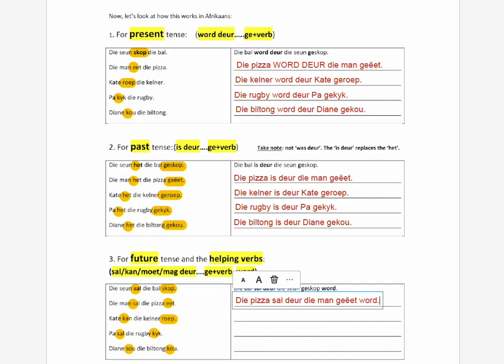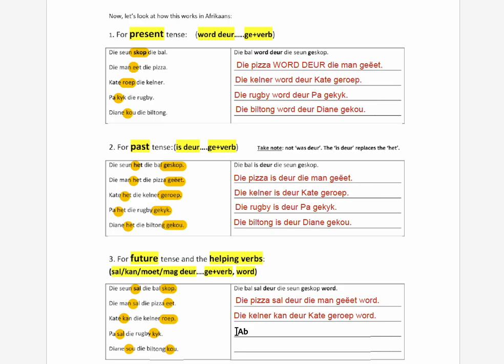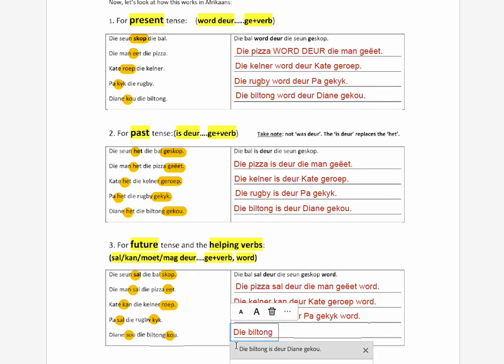Kyk kan die kelner roep. So we write, die kelner kan deur kyk geroep word. In this case, I'm using the kan because that is the one that can be used. Sal, kan, moet, and mag can be used as future tense verbs. All right, here we go. Then die rugby sal deur pa gekyk word. And Diane sou. So then we have here die biltong sou deur Diane gekou word.